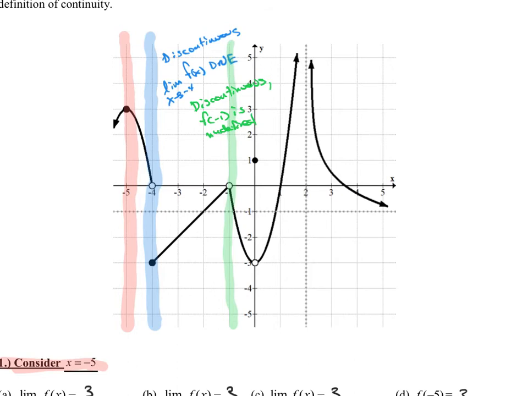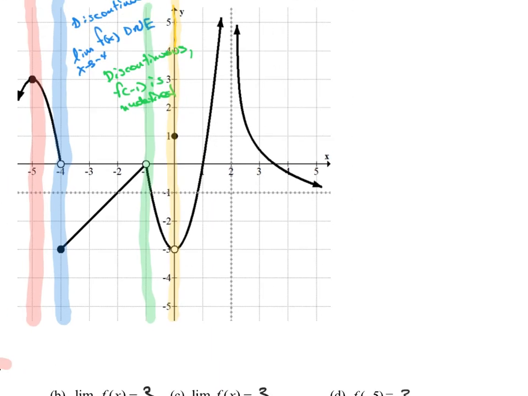How about let's look at x equals 0. X equals 0 is the next thing I want to look at. Okay, x equals 0 is the y-axis. Let's look at our limit from the left, limit from the right, limit at the point, function value, and is it continuous? So as I come from the left, what's happening? Well, my y value is approaching negative 3. So the limit from the left is negative 3.